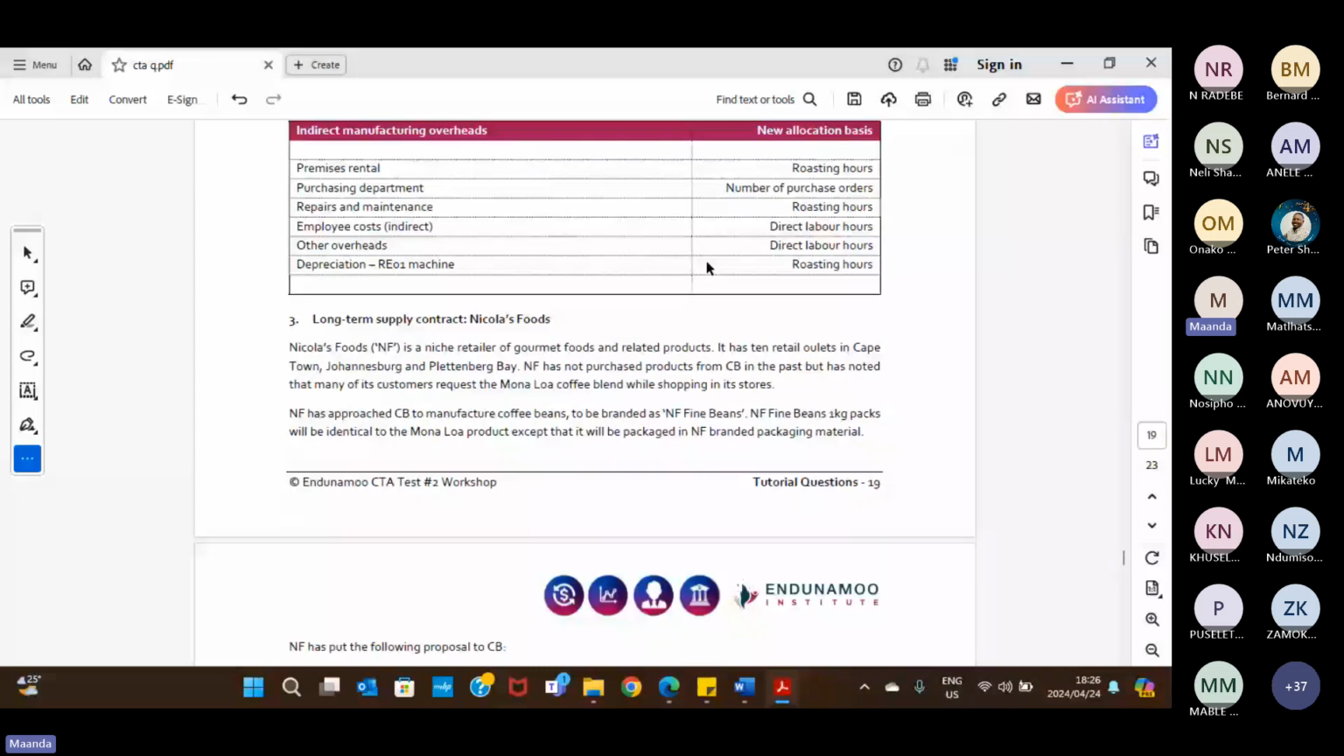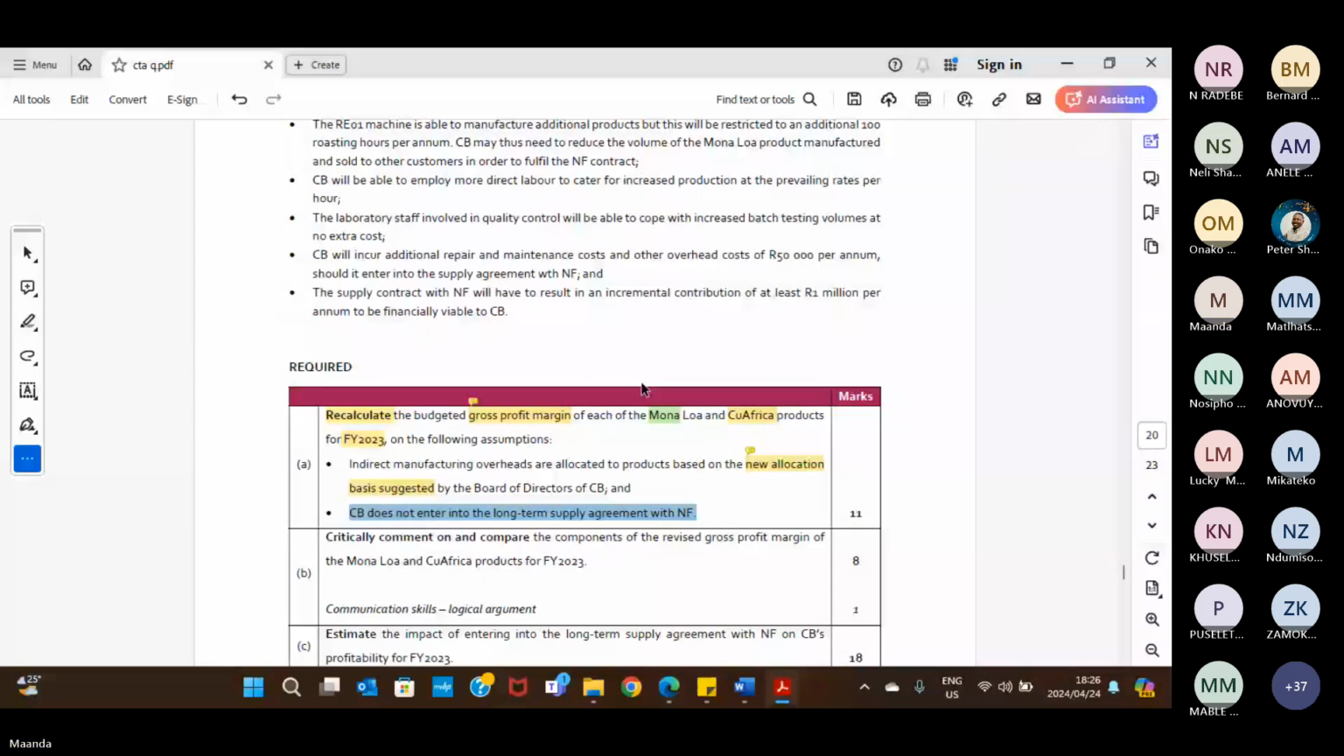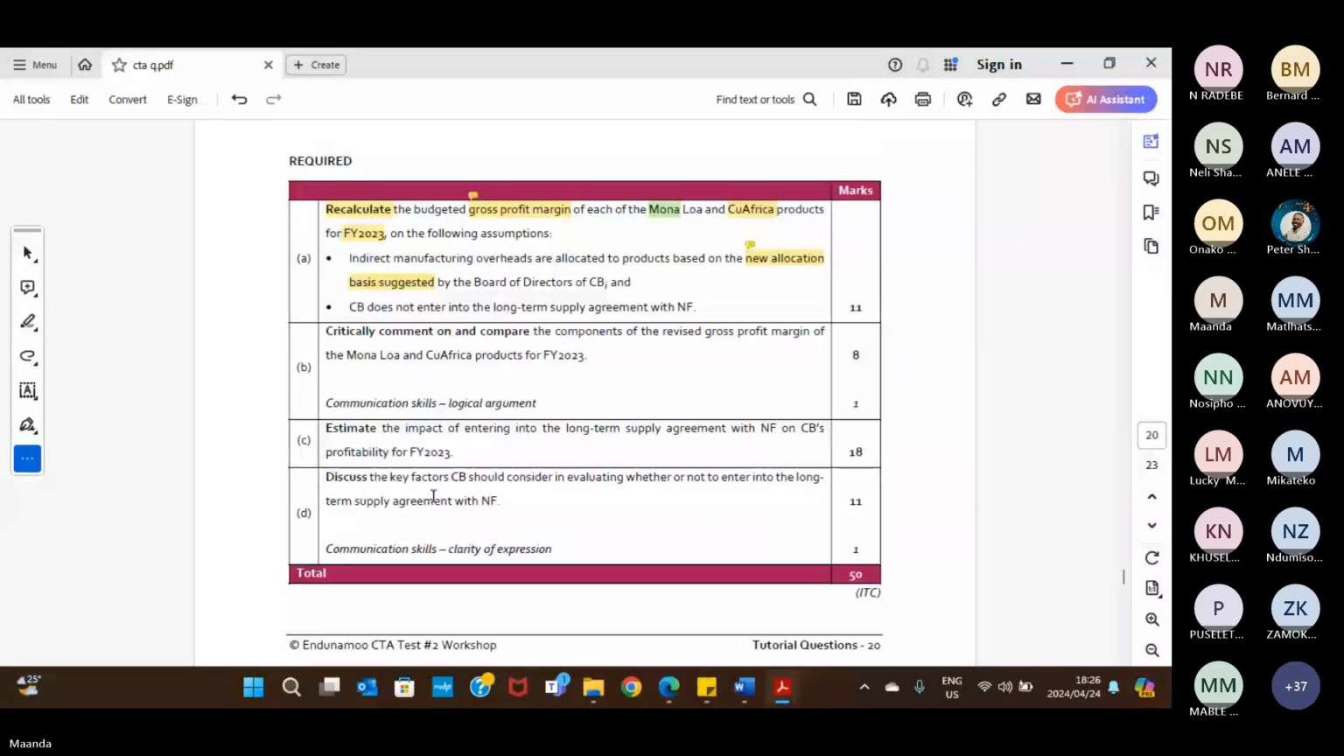When I'm dealing with A, you are then done with your first required. Then we go to the second required. So the second required says: critically comment on and compare.